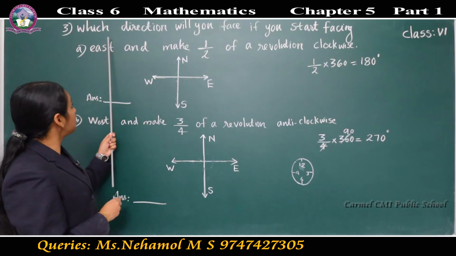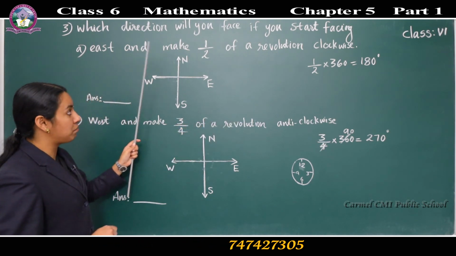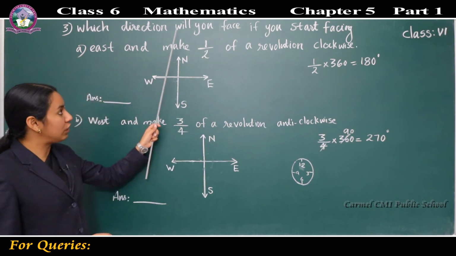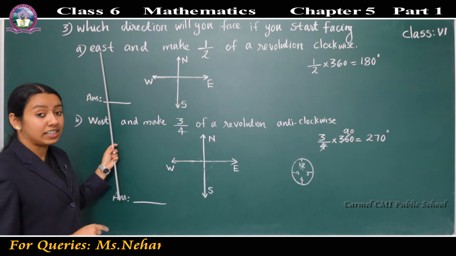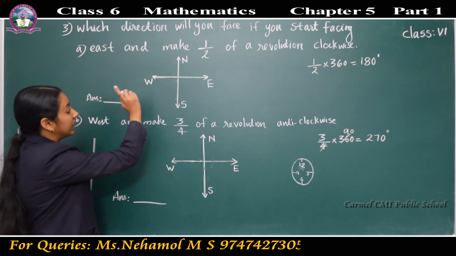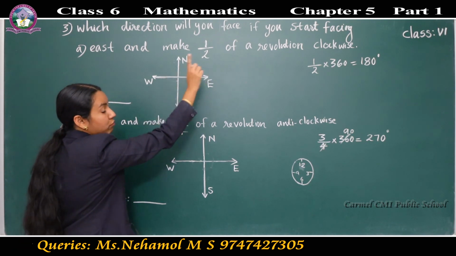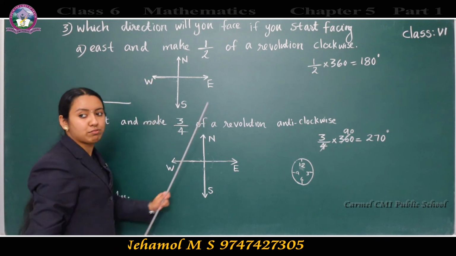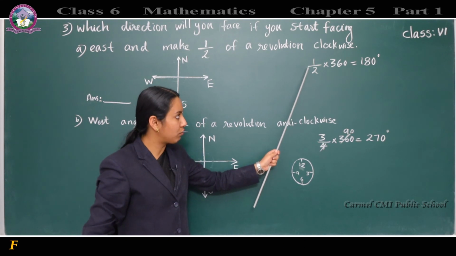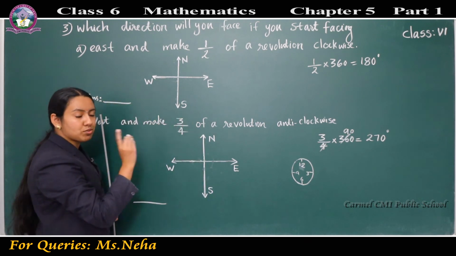Next question. Which direction will you face if you start facing east and make half of a revolution clockwise? We have to start at east and make half of a revolution clockwise. Half of a revolution means half of 360 degree, that is 180 degree, a straight angle. So we have to make a straight angle.